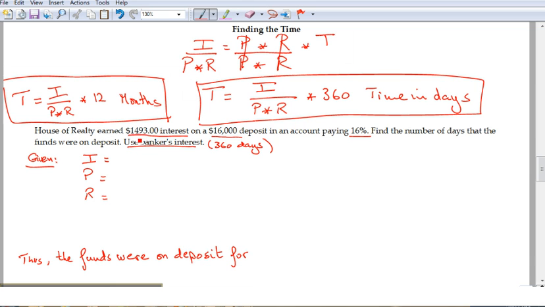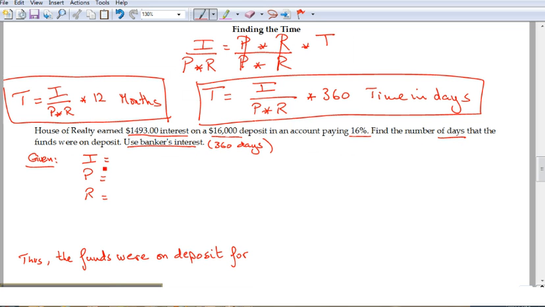House of Realty earned $14.93 interest on $16,000 deposited in an account paid 16%. Find the number of days, so here it's asking for the number of days, that the funds were on deposit. Use banker's interest, which is 360.